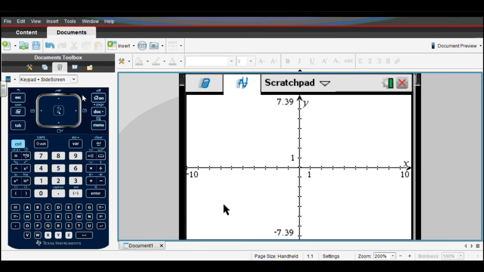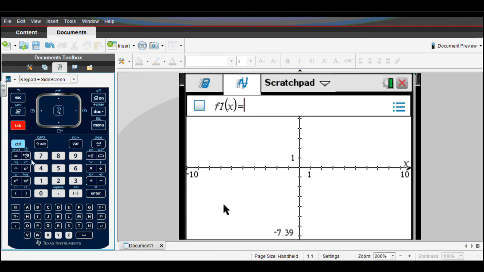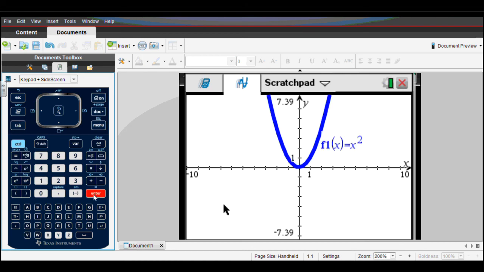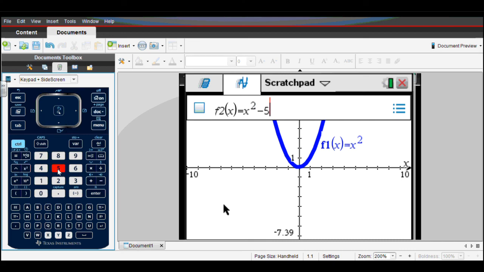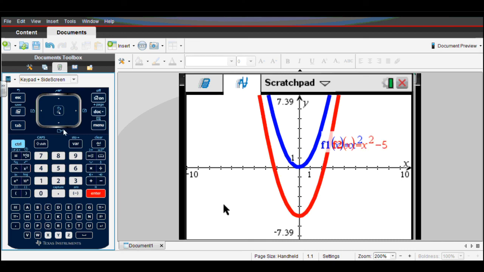Our last function we said was quadratic, so I'm going to type in x squared, and I can just hit the white x key and the x2 button, and that'll give me an automatic exponent of 2. So here I have my basic quadratic parent function. Now I'll type in the second equation, the x squared subtract 5. So remember, the blue was our parent, the red now is my new function, and I can see from the blue to the red it has shifted down 5.